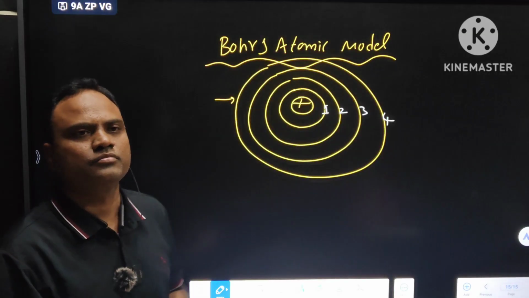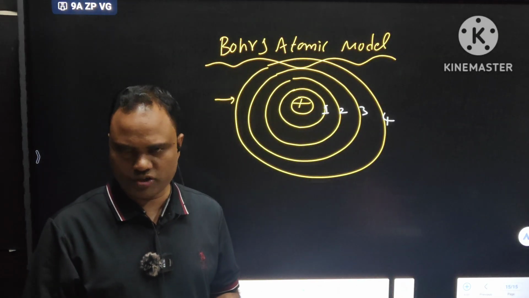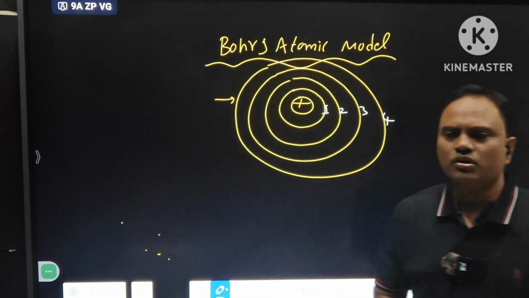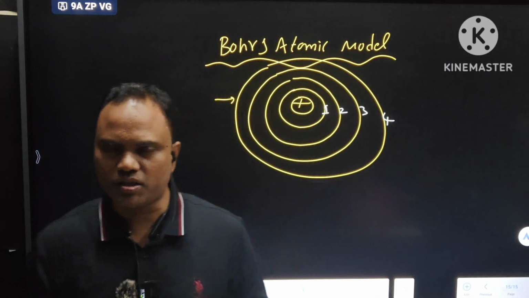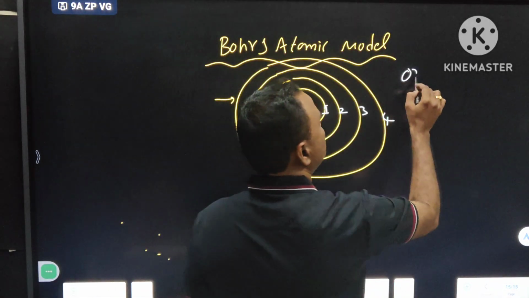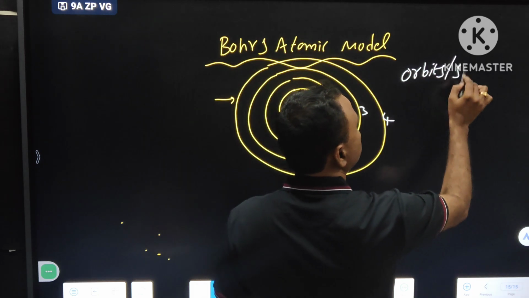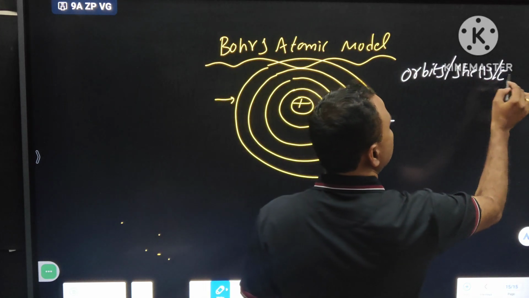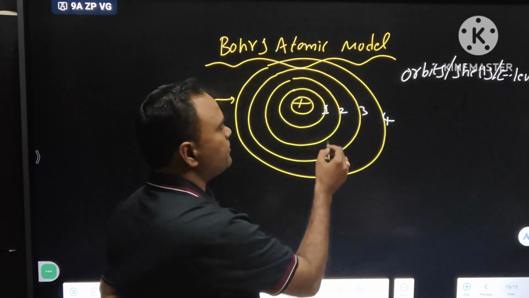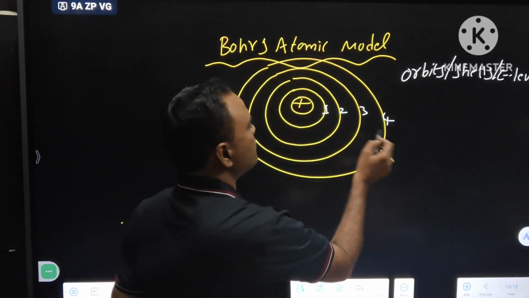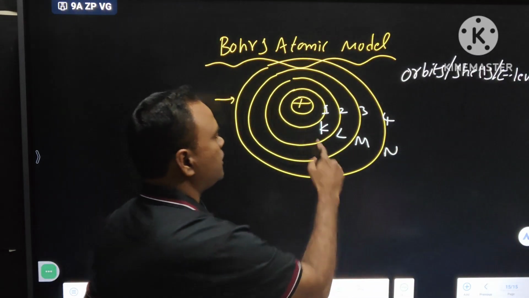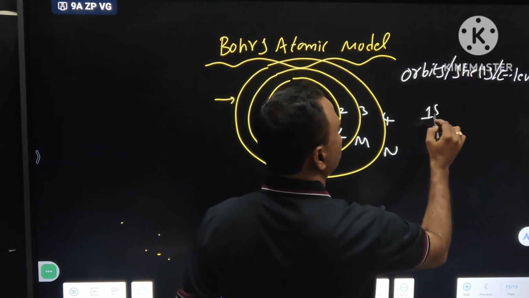Clear? What is the first postulate? Electrons revolve around the nucleus in closed and fixed circular paths, which are called orbits or shells or energy levels. These orbits or shells or energy levels are designated as 1, 2, 3, 4 or K, L, M, N. K shell means first orbit.